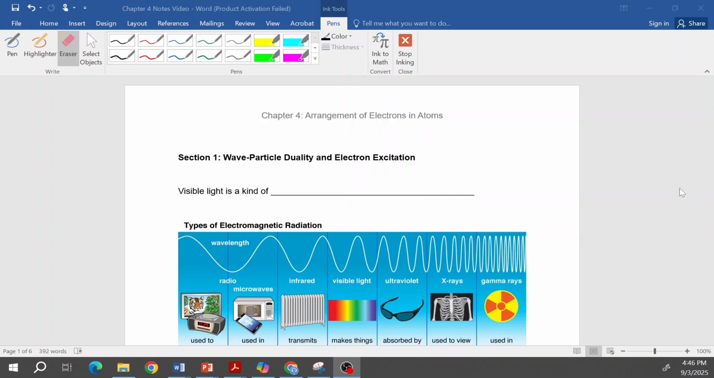Okay, so we're going to take a look at Chapter 4, Section 1. Chapter 4 is all about electrons. We're going to take a look at what electrons are, where they are located, specifically which orbitals, which we'll look at in Section 2. And in Section 3, we're going to do what's called electron configurations. You're going to tell me where all of the electrons exist within each element, essentially.